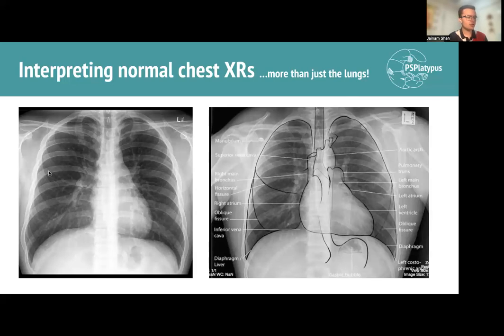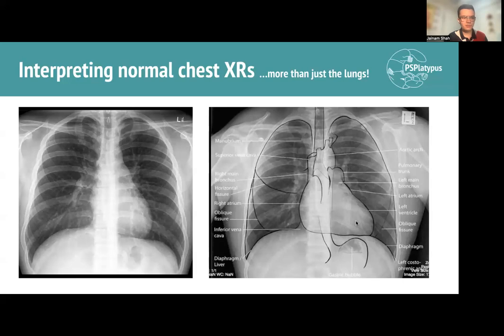Of course, you probably won't be able to see the actual fissures unless there is a consolidation in one of the lobes. So you can ignore these fissure lines for now. The main thing is the fact that you can see the vascularity of the lungs, and then importantly, the heart itself. Remember that when you're looking at the borders of the heart, on the left-hand side, you're mainly looking at the left ventricle, just because of the way that the heart is oriented, pointing to the left.